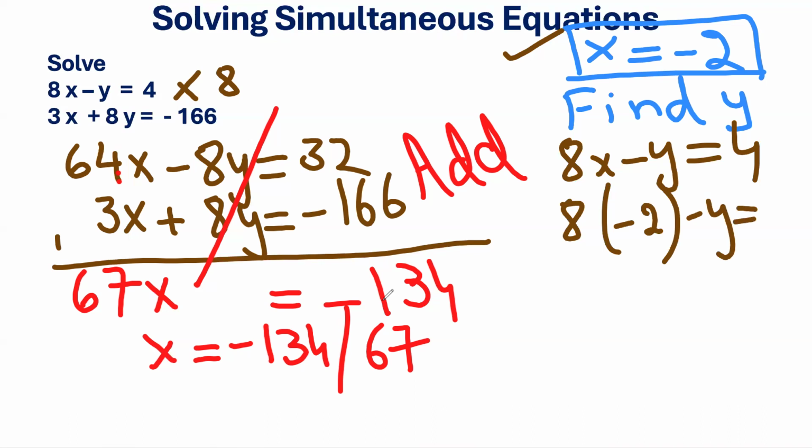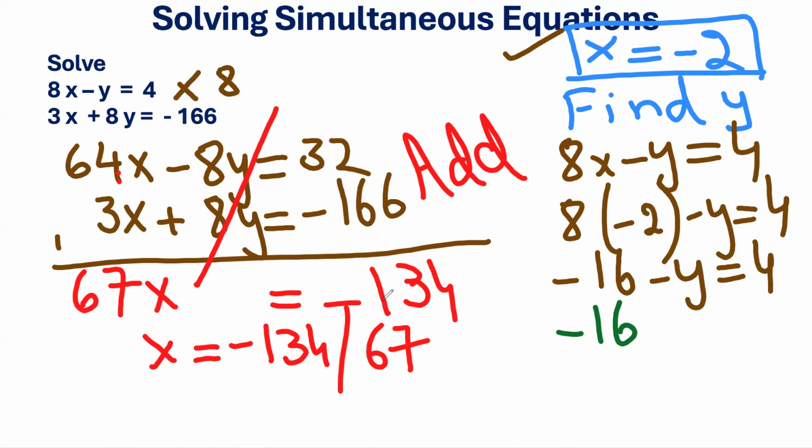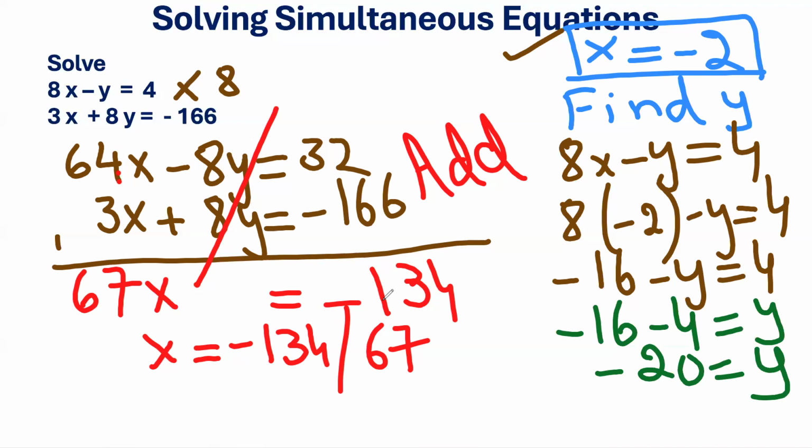8 times minus 2 minus y is equal to 4. Solving it further, it will be minus 16 minus y is equal to 4. 4 can be brought on this side, so it will be minus 4, and y can be shifted to the other side, so it will become plus y. Minus 16 minus 4 will give you minus 20 is equal to y. This is the value of y. Y is equal to minus 20. I'm writing it here, y is equal to minus 20.